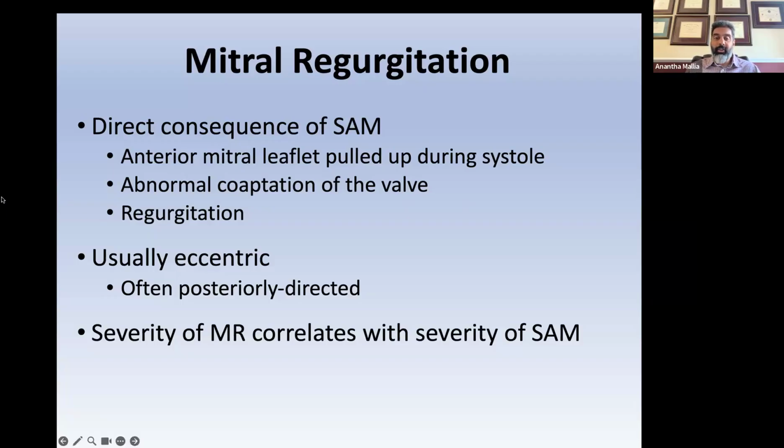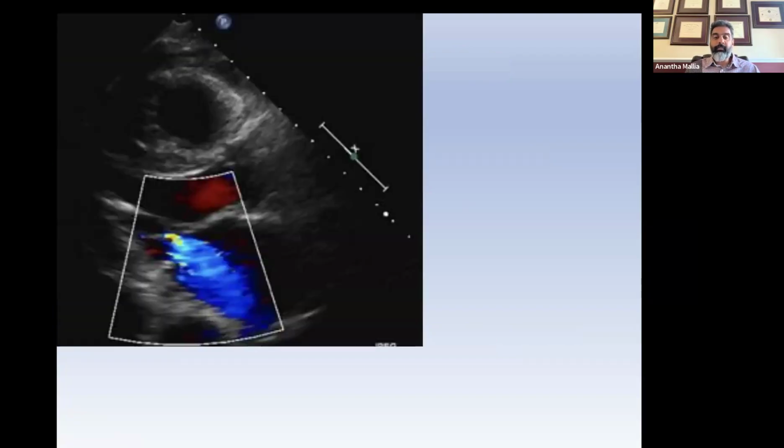So usually functional mitral regurgitation is eccentric. Means it's being directed in one direction, usually posteriorly. So that's the mitral regurg you're going to see in the setting of HCM, posteriorly directed mitral regurgitation. Here's a still picture of that. This is a parasternal long axis view. Here's the mitral valve. This is systole, and you're seeing a regurgitant jet of flow being pushed down to the posterior wall of the left atrium.